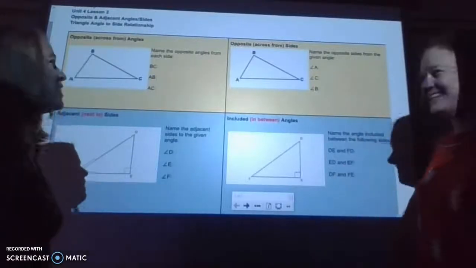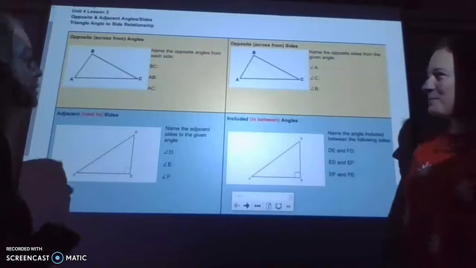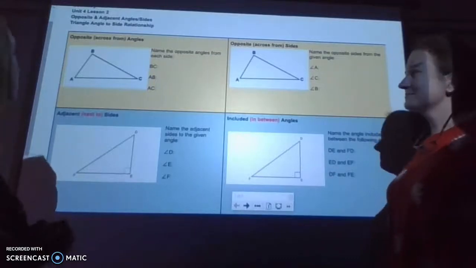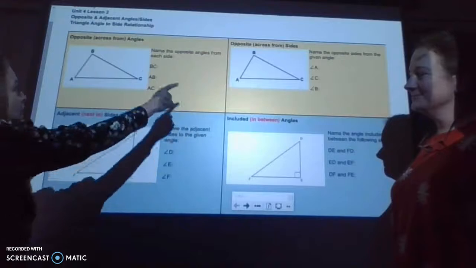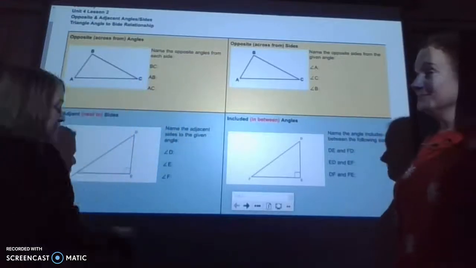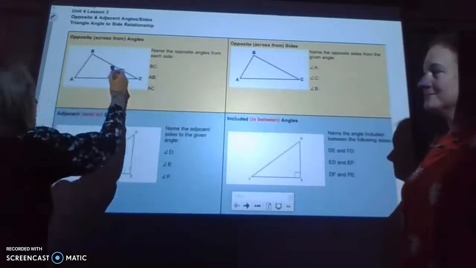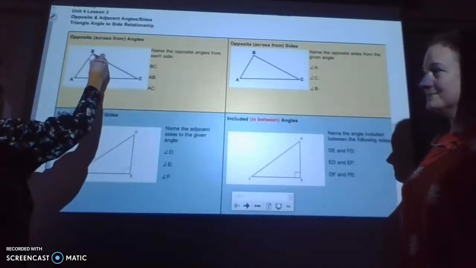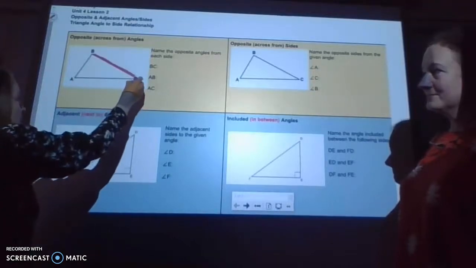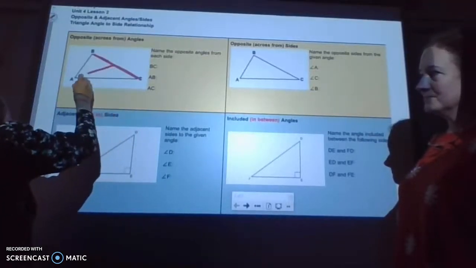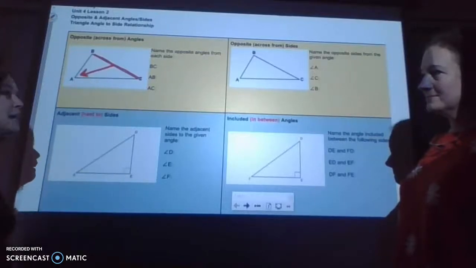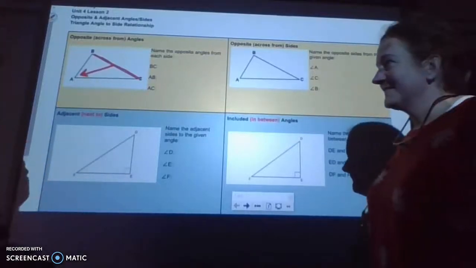Hi, guys! We are excited to open up this Unit 4 with a new lesson, opposite and adjacent angles and sides. So we need to name the opposite angles from each side. It's asking what angle is opposite of BC. So I'm going to color BC and point to the angle opposite it, across from it, on the other side of it. What angle is that, Miss Barnett?